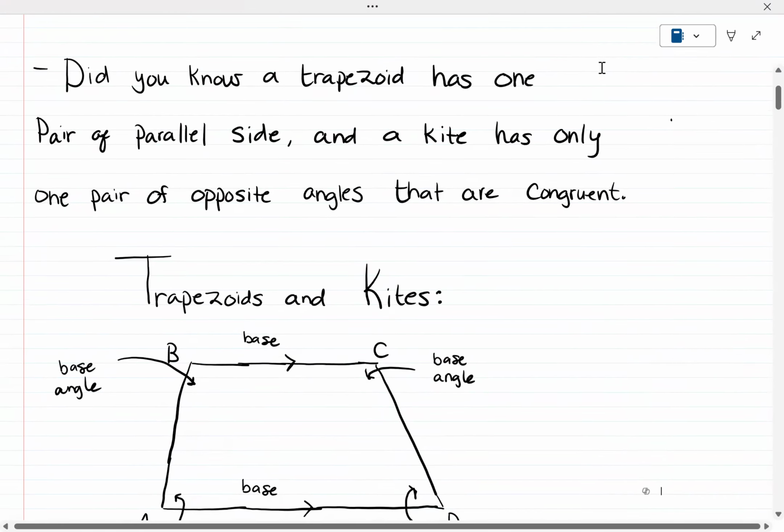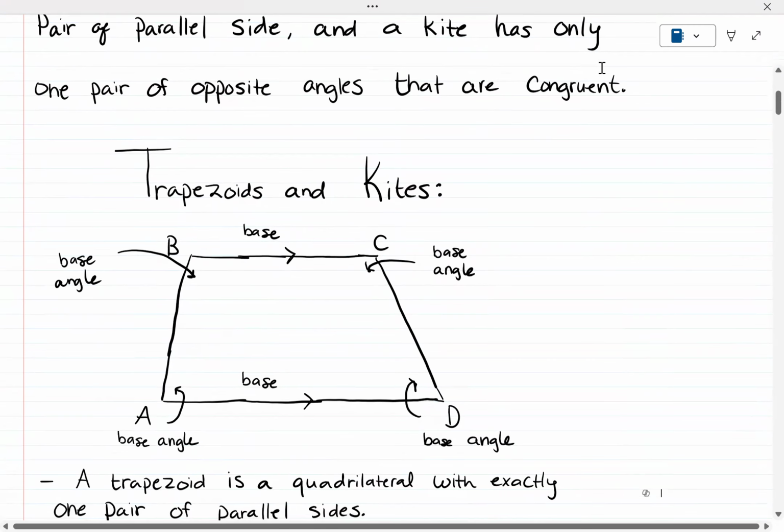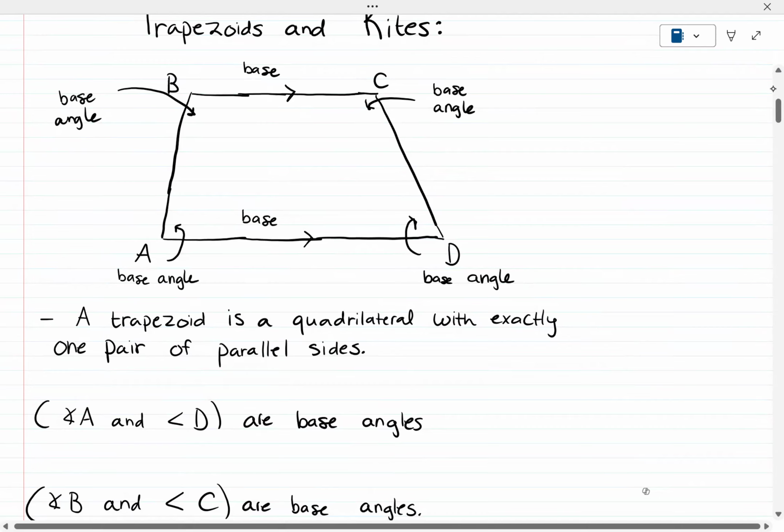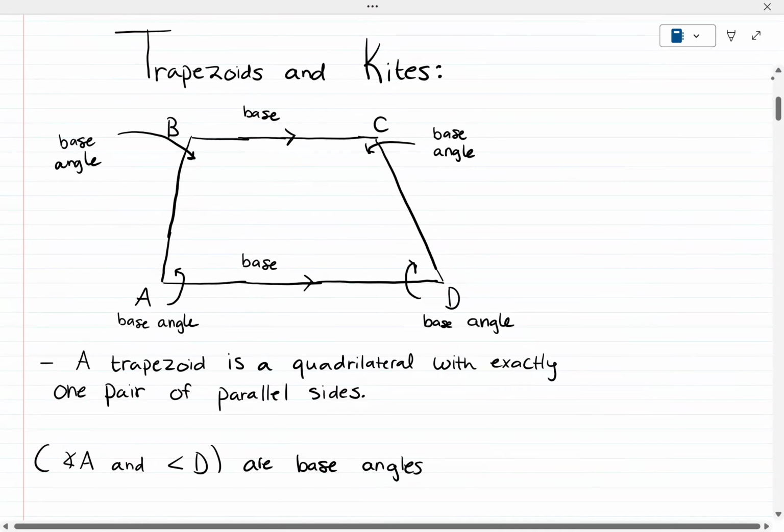Over here, it looks like we have some kind of trapezoid. A trapezoid is basically a quadrilateral with exactly one pair of parallel sides. In the previous video, you learned that a parallelogram has two pairs of parallel sides, but in a trapezoid, there's only one pair of parallel sides. This side is parallel with this side.